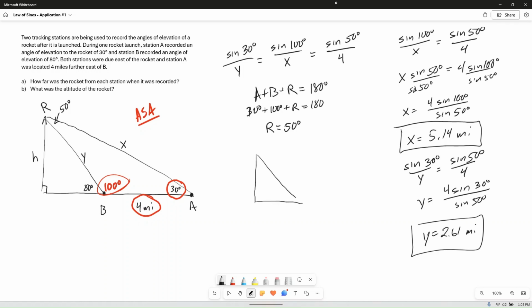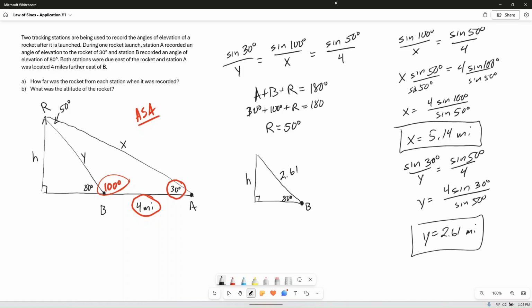So for this right triangle, we know we have our right angle. We know the bottom acute angle is 80 degrees because that's where B was. That's at point B here. We know the side opposite B, that's the vertical side, that's H. And we just found the length of the hypotenuse. It's the Y value. We just found that to be 2.61 miles.